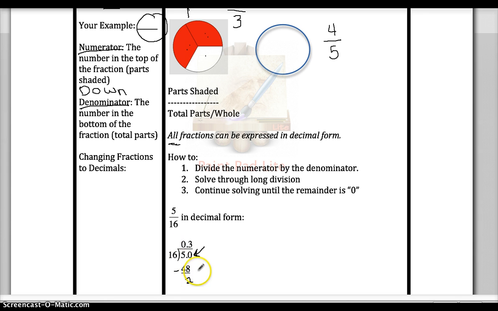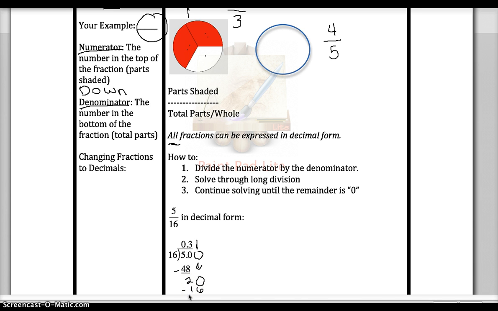Well, 16 does not go into 2. That's good. So we need to add another 0. Let me actually delete this guy. We need to add another 0 to the end of our dividend right here. And once we add that 0, we can bring it down. Oops, that's supposed to be an arrow. Bring it down right here, and now we have 20. Can 16 go into 20? Yes, it can. 16 goes into 20 one time, so we write that 1 above the same 0 that we added. 1 times 16 is 16.